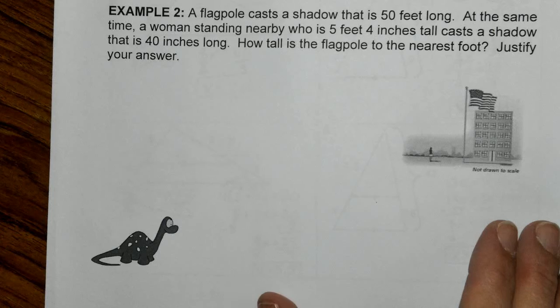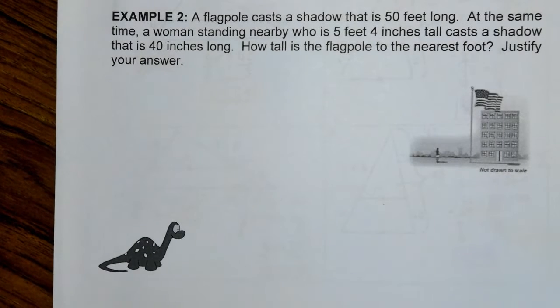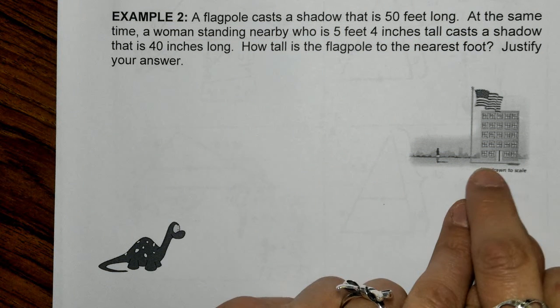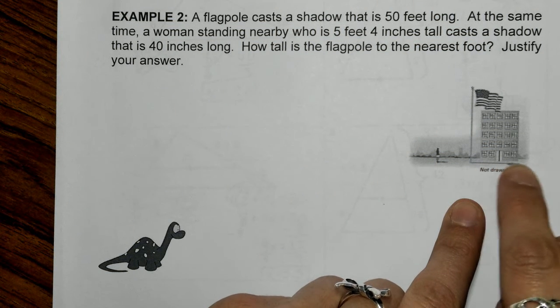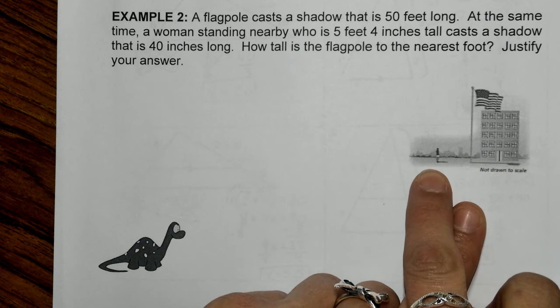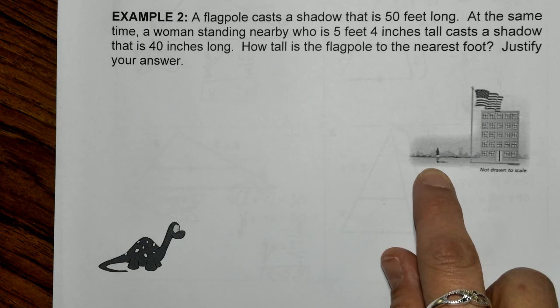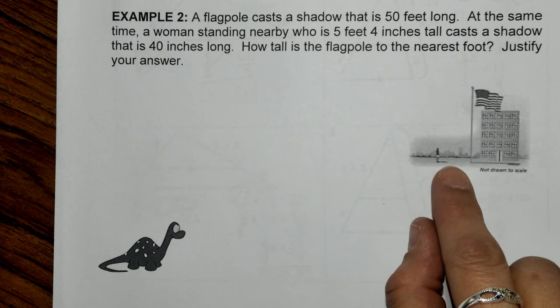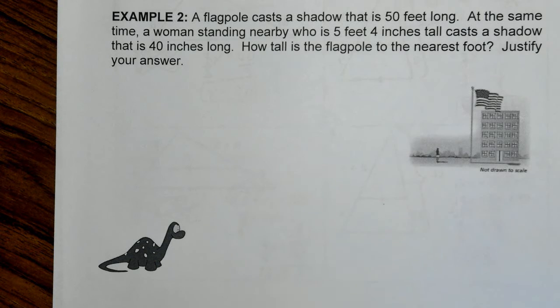Generally you do not have to convert from feet to inches, but if you notice in here we have a flagpole that casts a shadow that is 50 feet long. So right here we have 50 feet of the shadow. At the same time, a woman standing nearby over here is 5 feet 4 inches tall. She casts a 40-inch shadow. We want to know how tall the flagpole is to the nearest foot.